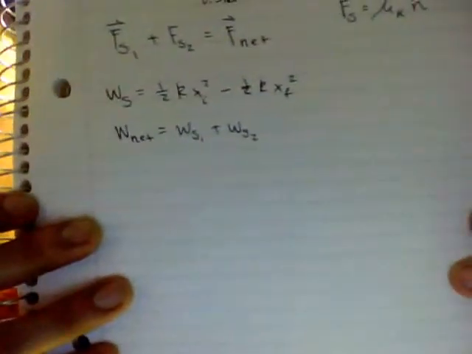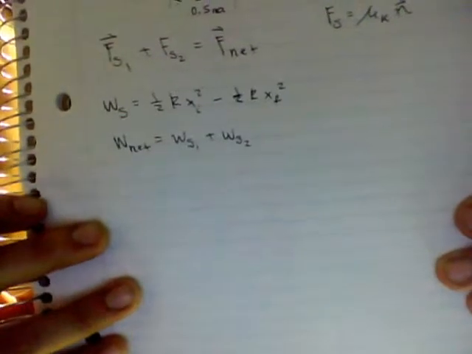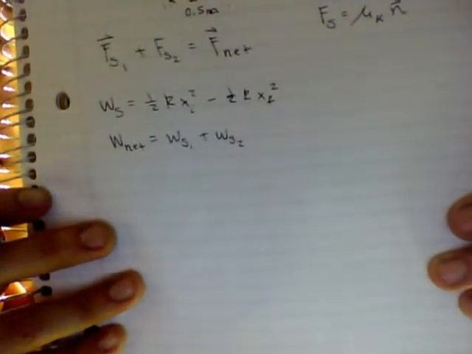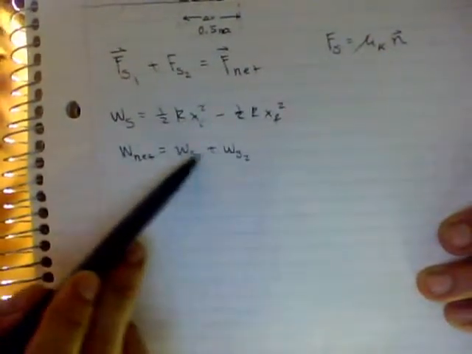So your net work should be the sum of the work of the first spring plus the work of the second spring. Right there. That's this. Once you solve for your net force and your work, you can go ahead and solve for your final velocity.